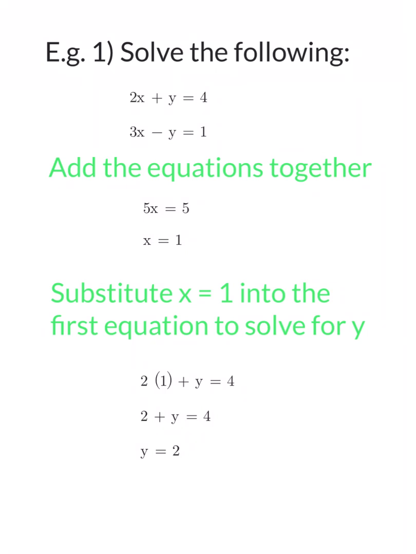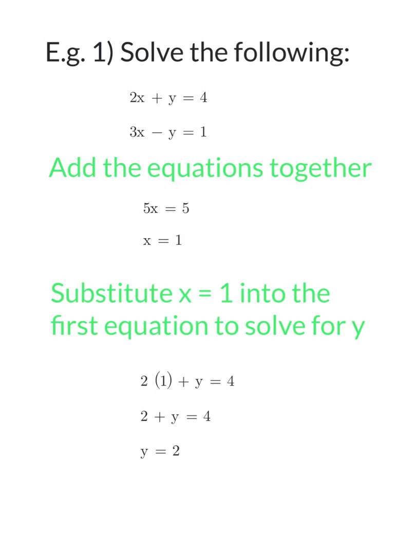So if we add the equations together, let's add the x's first. 2x plus 3x gets us 5x. Adding the y's, y minus y eliminates the y's. And 4 plus 1 gives us 5. Solving for x, we divide both sides by 5 and we get x equals 1.